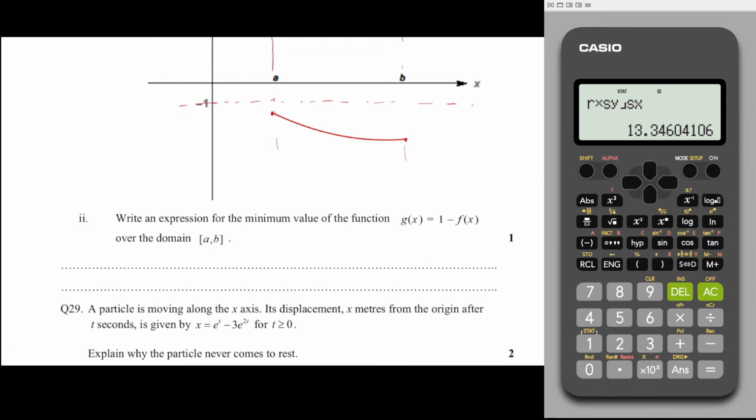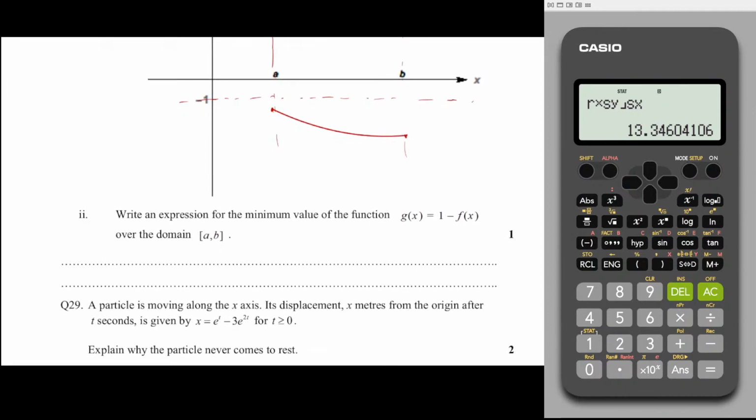Write an expression for the minimum value of the function g of x is equal to 1 minus f of x. The minimum function. So what's the smallest value it could be over the domain A to B? Okay, well, g of x minimum is going to be what?